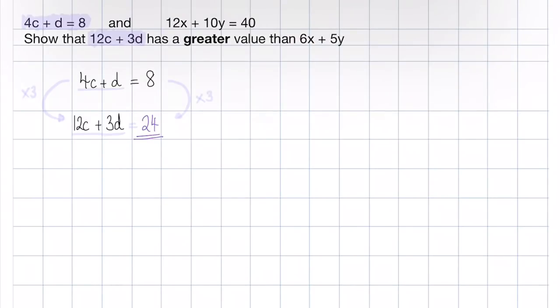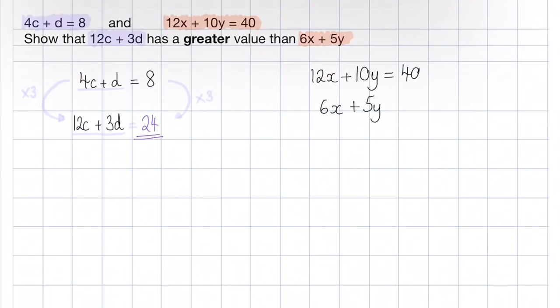And then I'll switch to the other section, which I'll do in a different colour. So I've got 12x add 10y is equal to 40. And that bit correlates in terms of x and the y, so the variables, to the 6x add 5y. So I'll do a similar thing again. I'll write 12x add 10y is equal to 40. That's what I was given. And the one that I'm also given is 6x add 5y. I don't know what that's equal to at the moment.